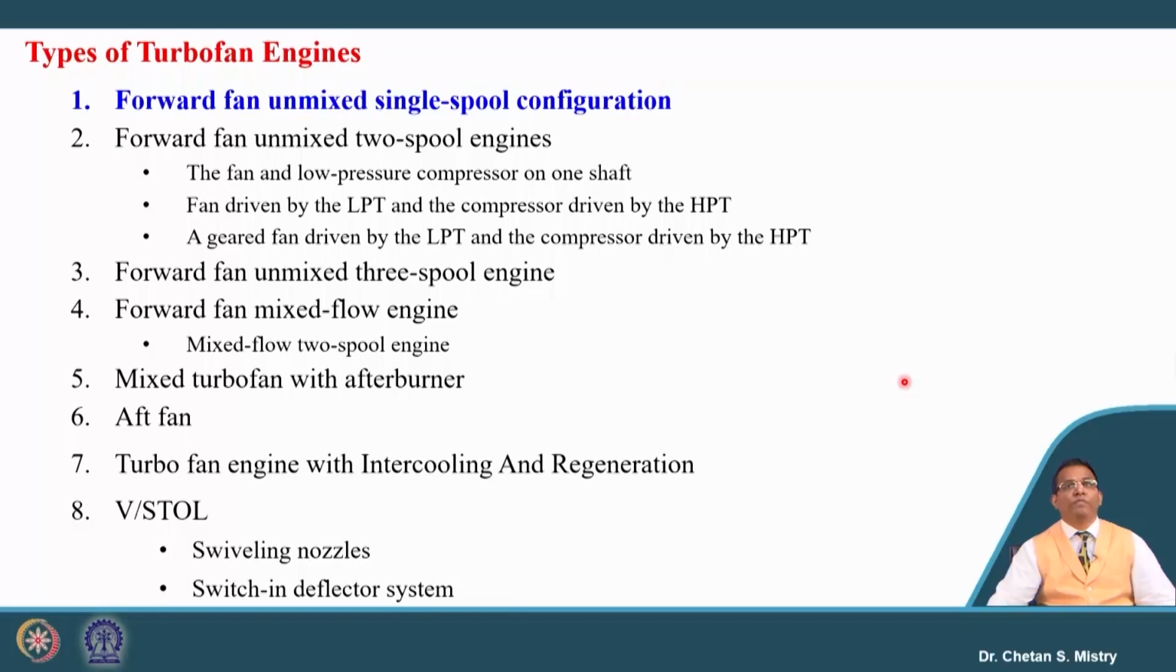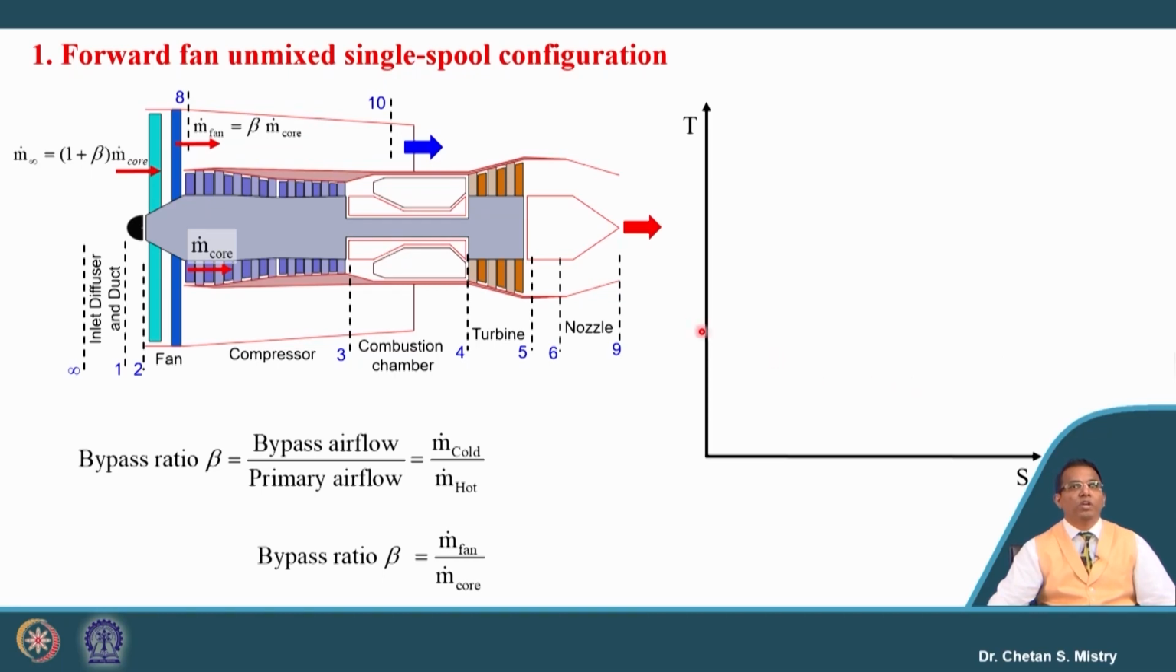It says forward fan unmixed single spool configuration. Now let us try to understand what we mean by forward fan and unmixed configuration. Here, if you look, this represents the fan, which is placed in the forward direction, that is why it is a forward fan configuration. And we have two nozzles, one is the core nozzle or hot nozzle, the second is the fan nozzle. These two nozzles are not mixing, and that is the reason why it is called unmixed configuration.